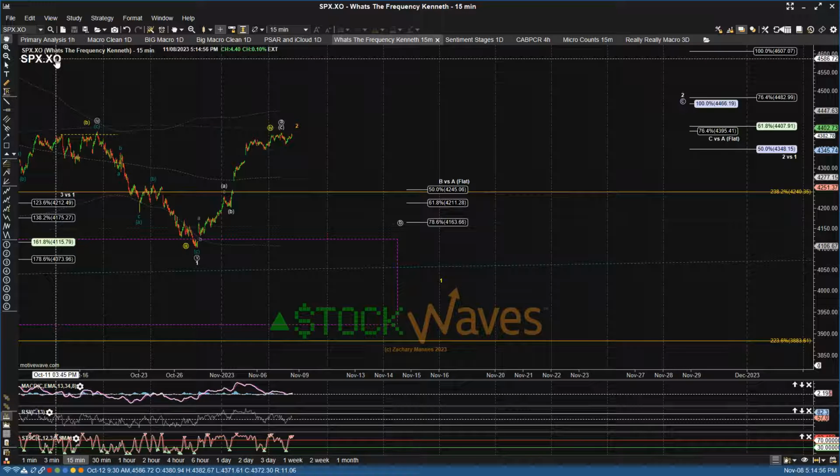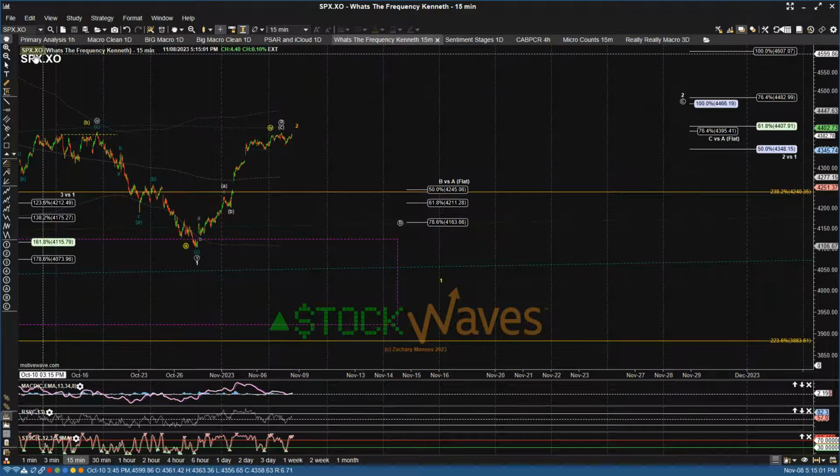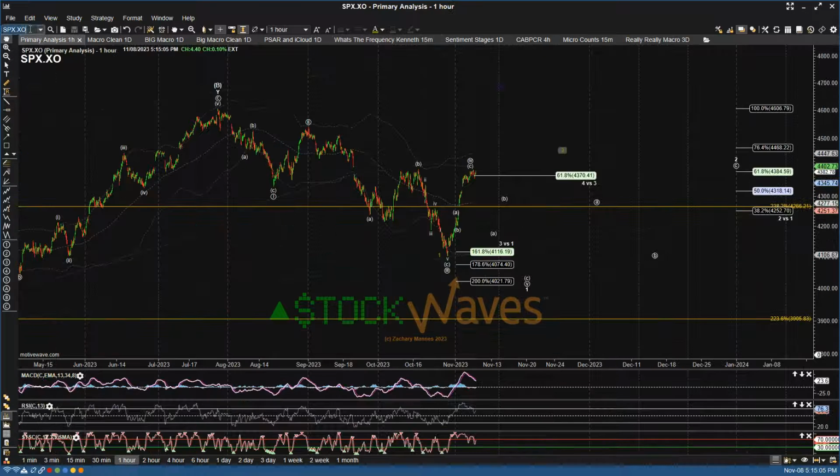I think that exhausted everything. I don't see any questions, so if something pops up, we can try to come back to this. In the meantime, I want to take a quick look at a few of the other index charts.